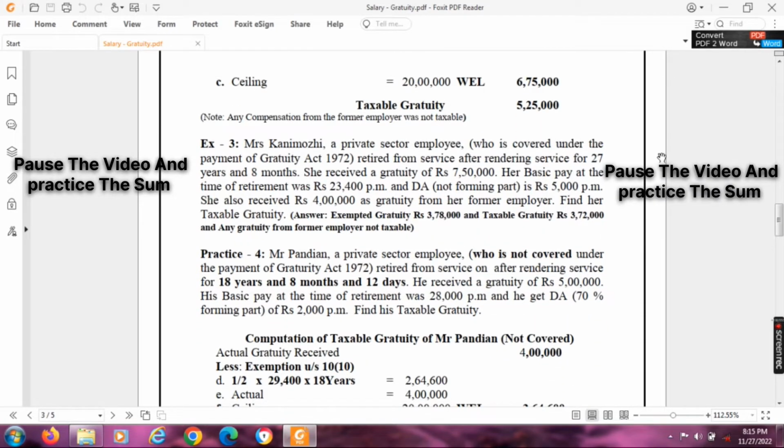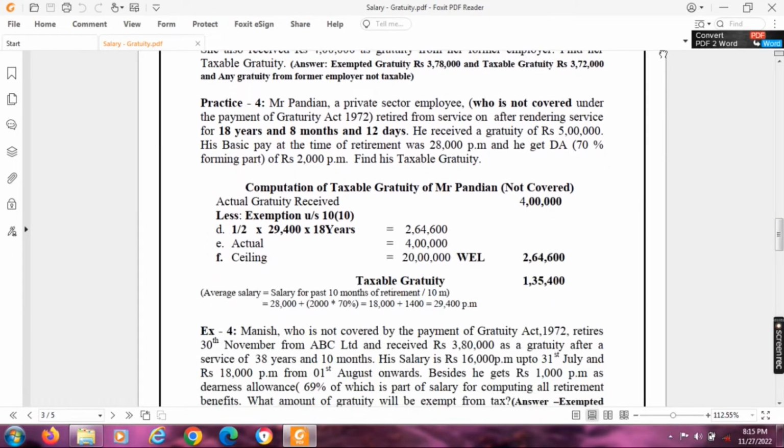Now, shall we go for practice 4? Mr. Pandian, a private sector employee who is not covered under the Payment of Gratuity Act. The problem itself clearly stated that he is not covered. Retired from service after rendering services for 18 years, 8 months and 12 days. Months and days will be ignored when the employee is not covered under the Payment of Gratuity Act. So we have to consider only the full completed years, only 18 years, for the tax purposes.